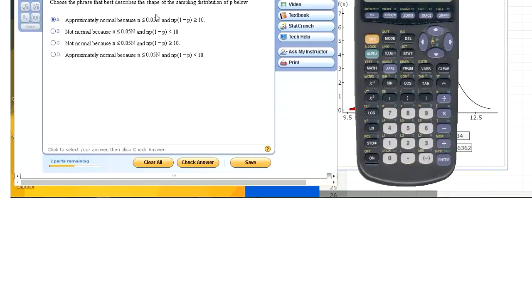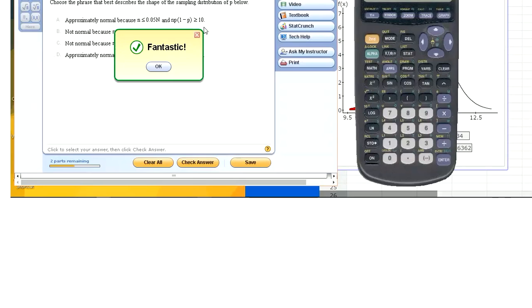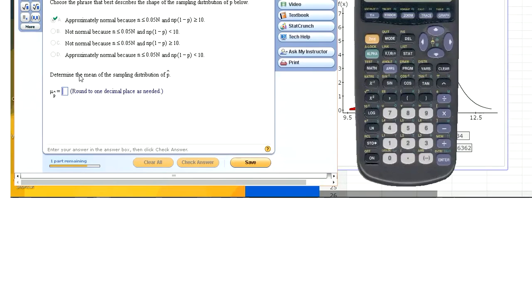So it's approximately normal because of that. Too big of a sample and our sampling stops being independent of each other, and too small of a sample is just too small for the central limit theorem to work. So the mean for this sampling distribution will be the same as the population proportion of 0.6.